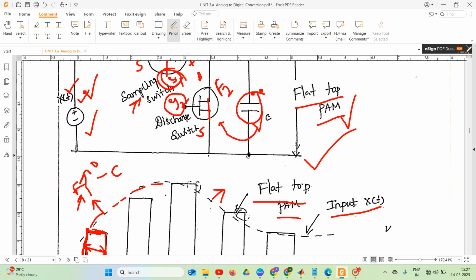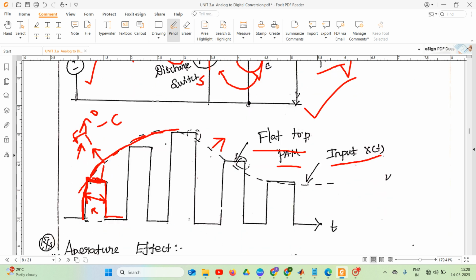See here, the height of this rectangular pulse is high when compared to the initial value of our modulating signal. Why is it? Because as the amplitude goes on increasing, the height of the rectangular pulse also increases. Here my modulating signal amplitude is very low. That's why I'm getting this. The height of the rectangular pulse is not that much good enough when compared to this one.